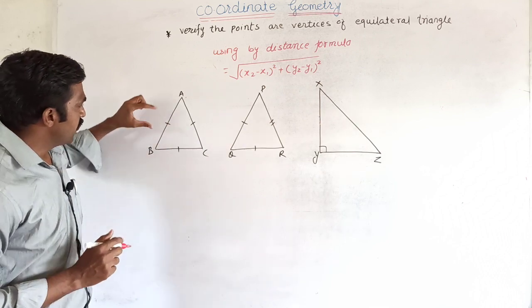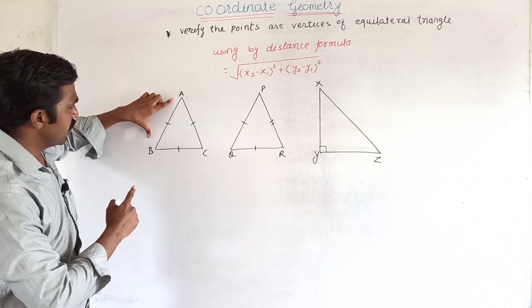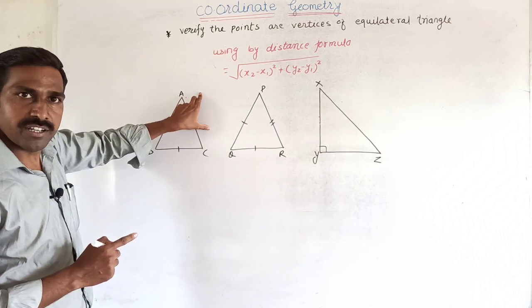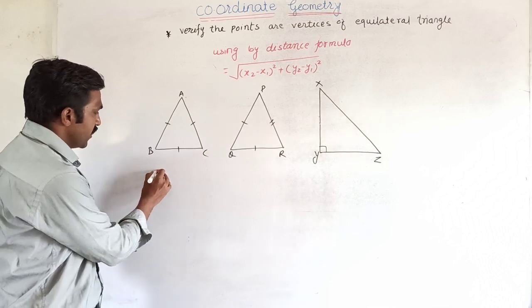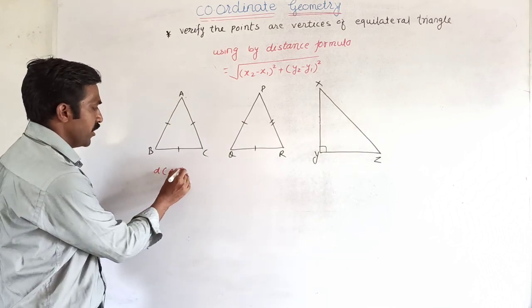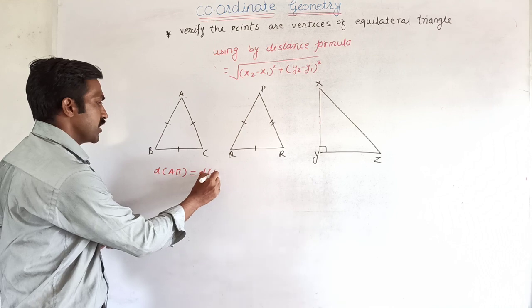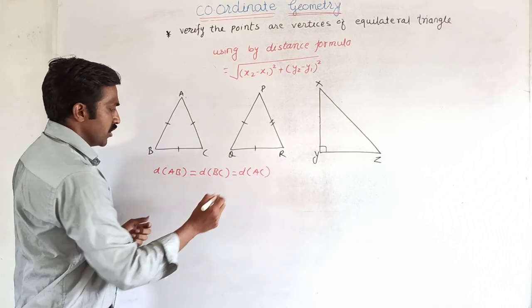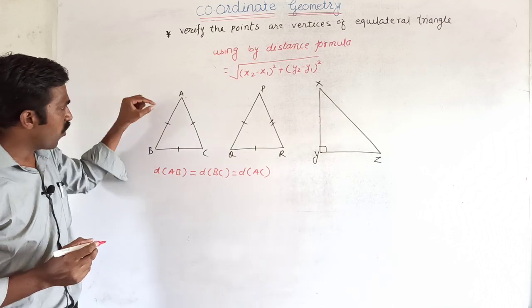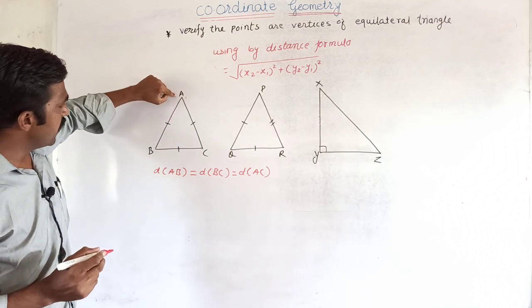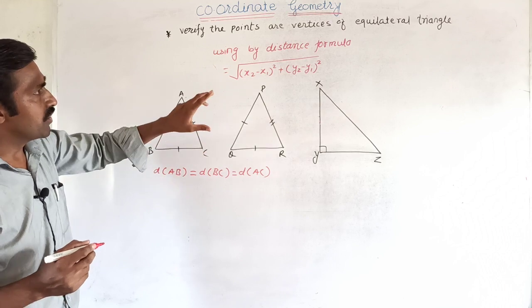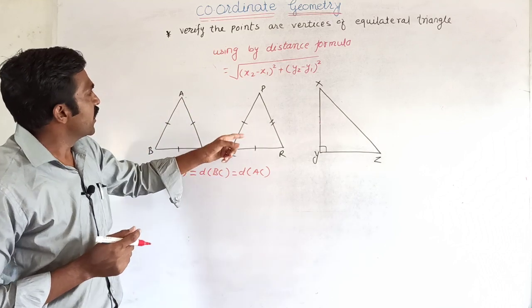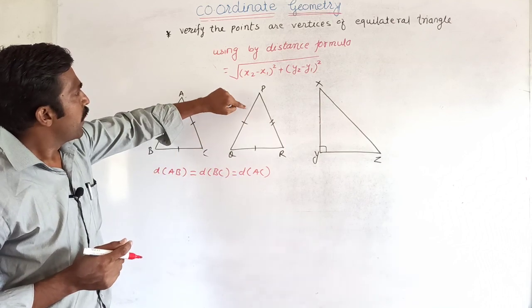So firstly, find the distance between AB, after that the distance between BC, after that the distance between AC. So we get the distance of AB is equal to distance of BC is equal to distance of AC. So we can verify the vertices A, B, C form an equilateral triangle.